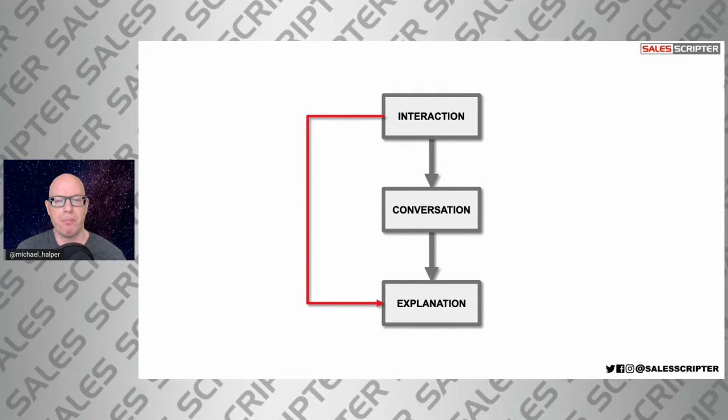The mistake that most salespeople make is that they jump from the first interaction, maybe it's a cold call, they're talking to someone, and then they try to schedule a meeting. But that meeting is the explanation where they're trying to show a demonstration or a presentation. What they're basically skipping is the conversation.